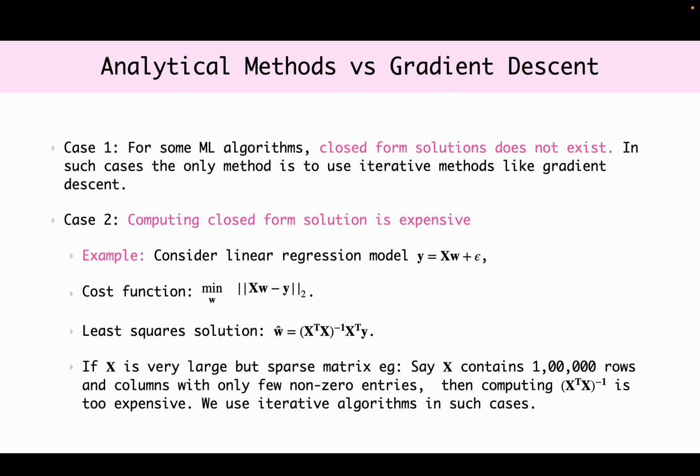So these are the two cases when we follow the gradient descent method. In the first case, there are situations where there is no closed form solution, and we are forced to follow the iterative methods, and in the second, it is due to the complexity that we choose the iterative methods.